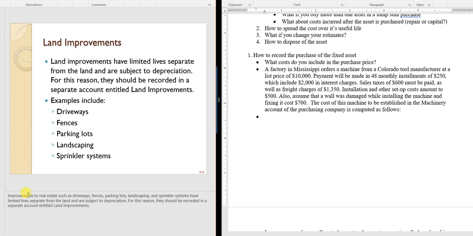Okay. There's also land improvements. Land improvements are things that are attached to the land, but they do have a life. Remember, land doesn't have a life, so I don't depreciate it. But since these have a life, we do have a fixed asset called land improvements, and we do depreciate this, because you have seen an old abandoned building where the parking lots and driveways are quickly grown up by trees, etc. So certainly driveways, fences, parking lots, landscaping, and sprinkler systems all have a limited life. Since they have a limited life, we do need to depreciate them.